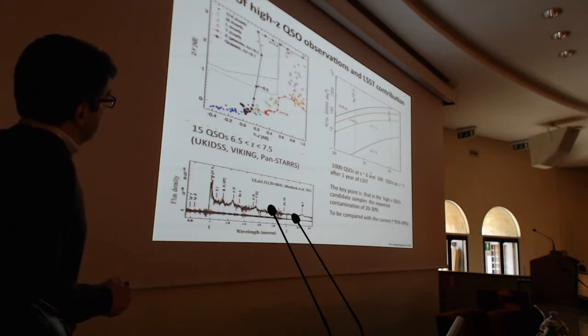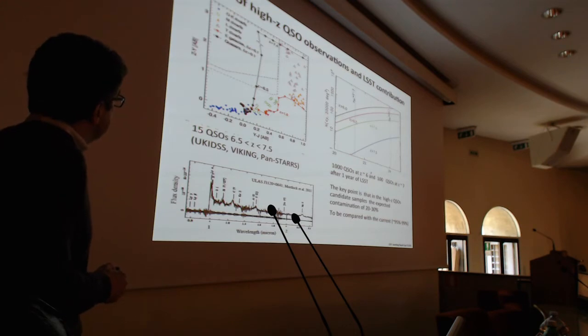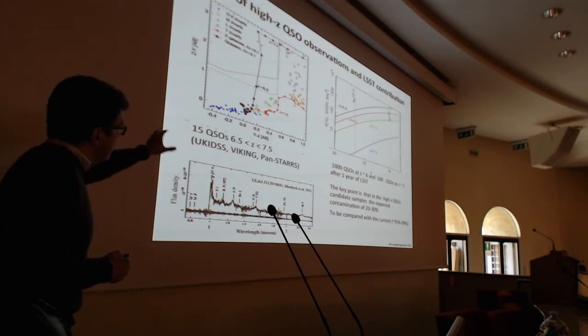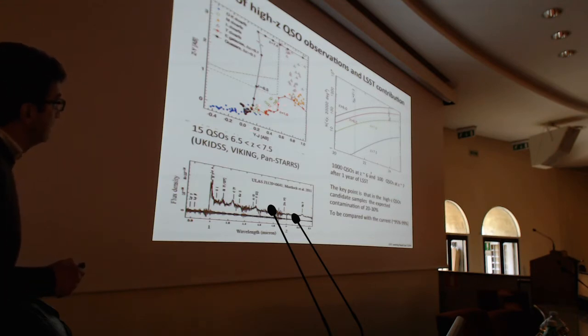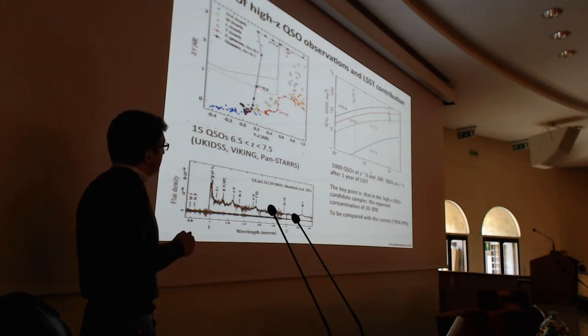And they are identified in this part of the color plot. Here on the x-axis we have the y-J color plotted against the z-y color. Basically, all these 15 objects have been identified in this corner of the plot, where they are well separated from the low redshift interlopers, which are basically brown dwarfs and elliptical galaxies at redshift around 1. They are basically all type 1 quasars.